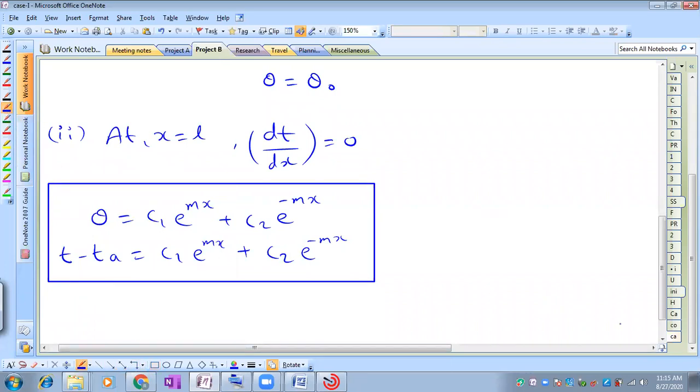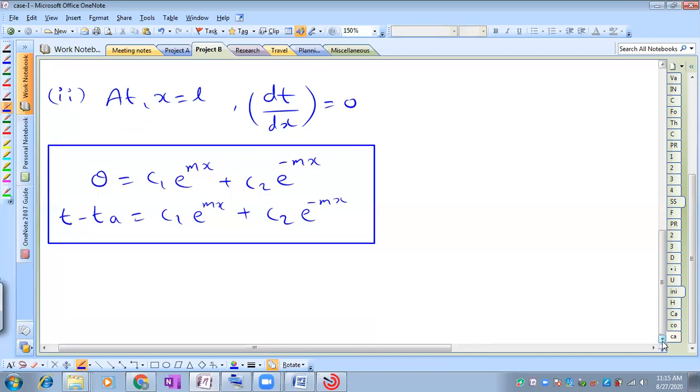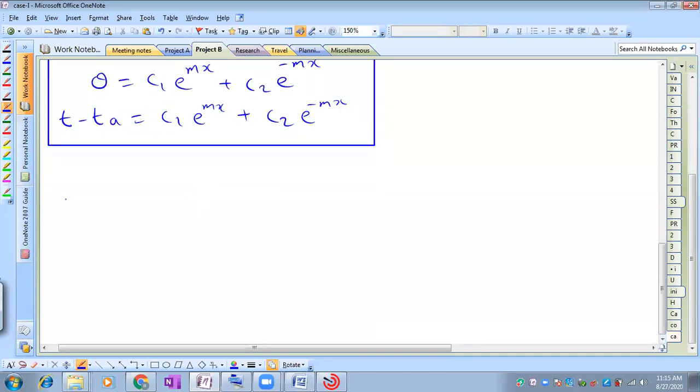Okay. Now what is the first boundary condition? At x is equal to 0. If I apply the first boundary condition to this, what will I get? At x is equal to 0, theta is equal to theta 0. So theta 0 is equal to C1 plus C2. So this I got from the first boundary condition.